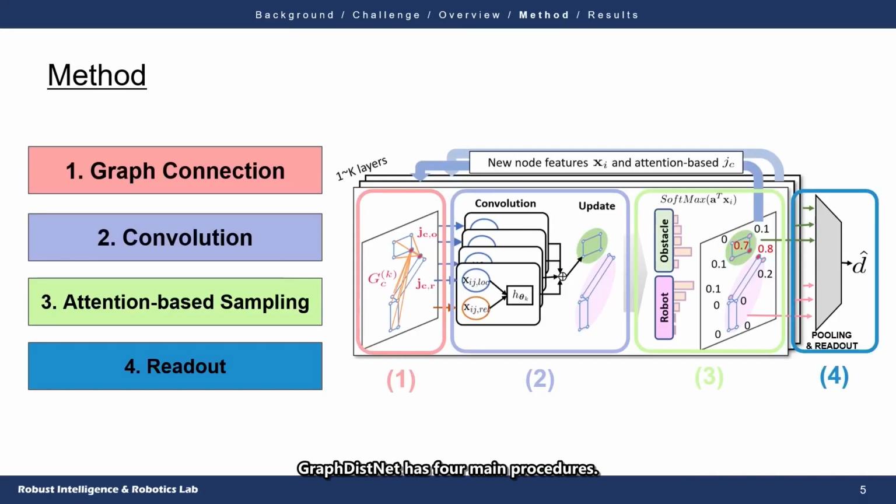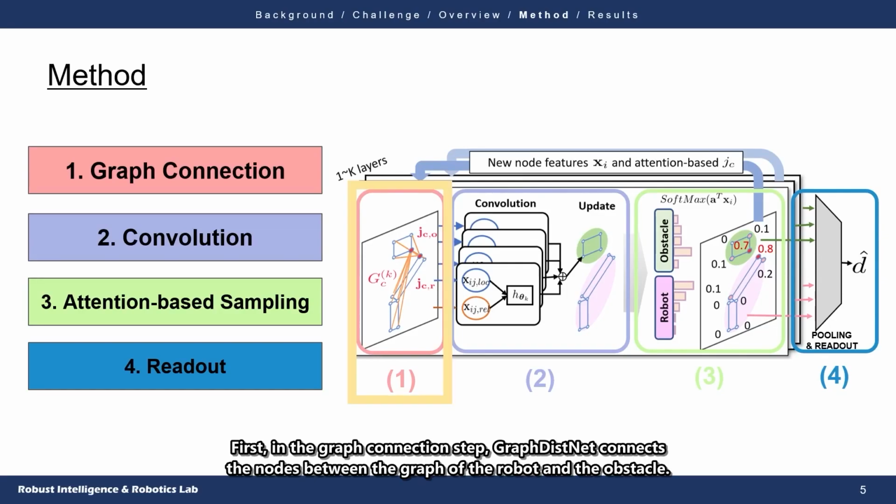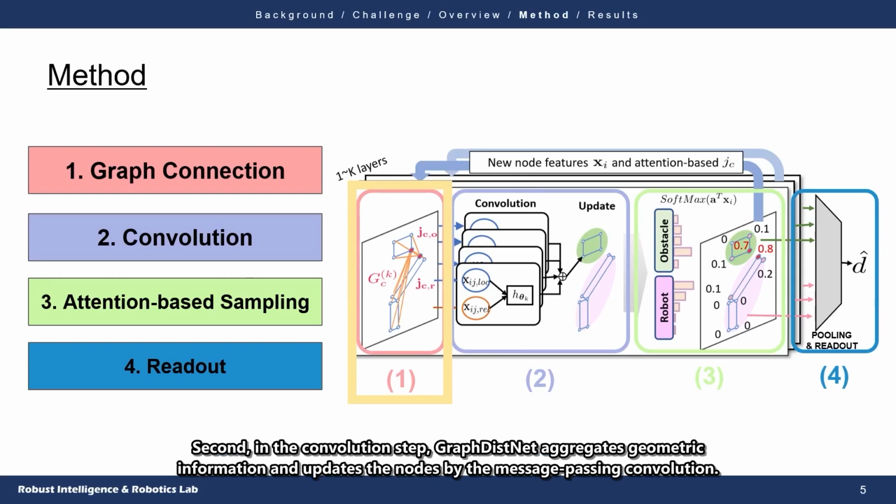GraphDistNet has four main procedures. First, in the graph connection step, GraphDistNet connects the nodes between the graph of the robot and the obstacle. Second, in the convolution step, GraphDistNet aggregates geometric information and updates the nodes by the message passing convolution.